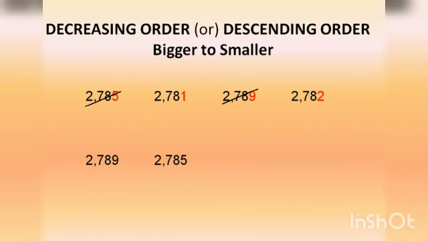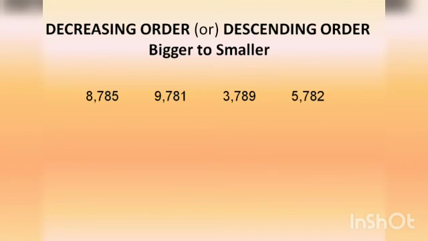The remaining ones place values are 1 and 2. Which is the biggest number? 2 is the biggest number. 2782. You strike out that number and write it. Next, the remaining number is 2781. You strike it out and write it. Descending order or decreasing order means bigger to smaller.